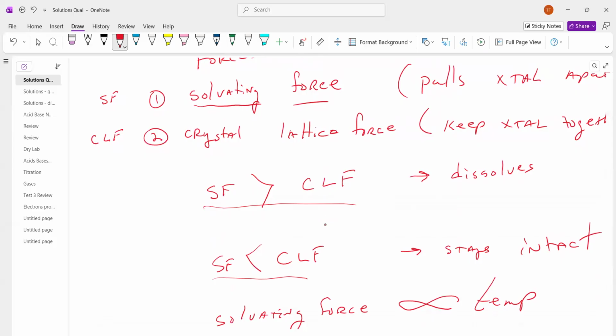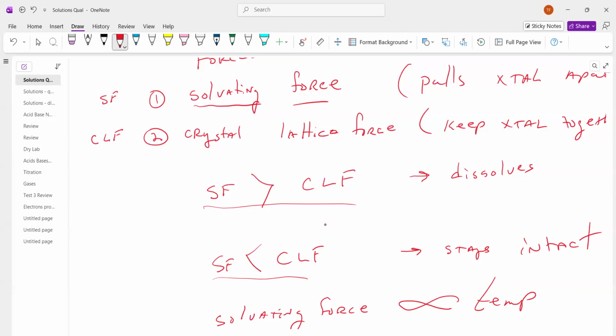Now, those two forces, one is temperature dependent, the other is not. Crystal lattice force is not temperature dependent within reason. Solvating force is temperature dependent. So if the crystal lattice force is stronger than solvating force, increase the temperature of the water. So you're increasing the solvating force by increasing the temperature.